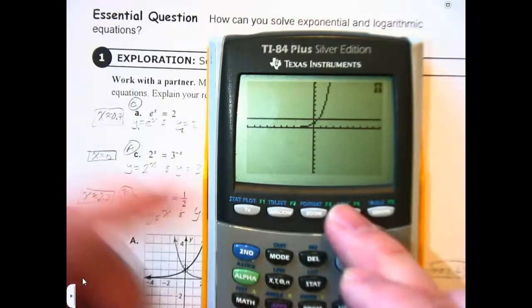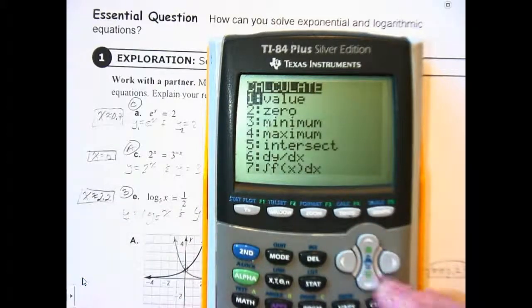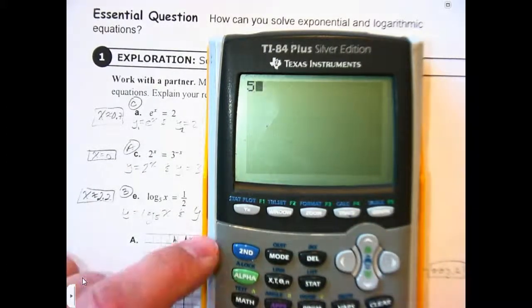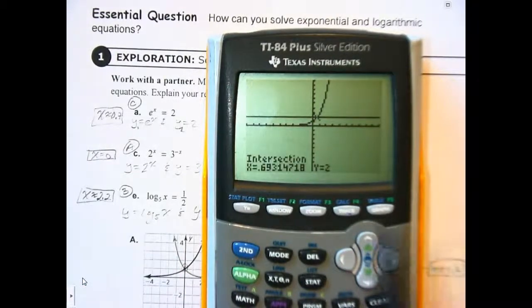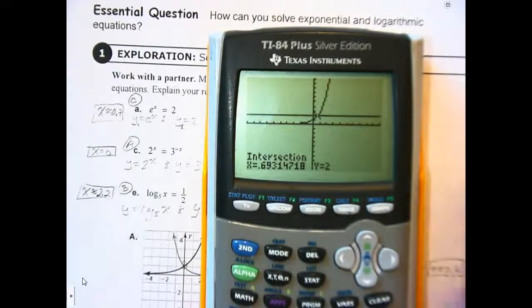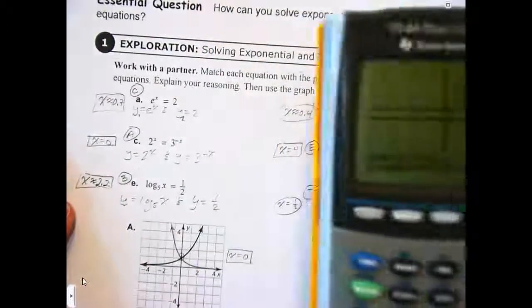And so if we wanted to actually use our graphing calculator on it, you could. Okay, so you get 0.69. I have 0.7. Okay. All right. Any other questions there?